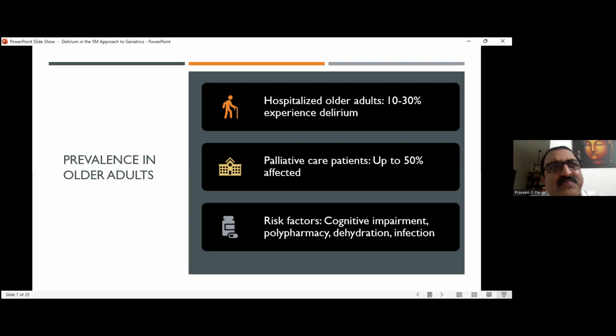So in geriatrics, we have to be very cautious. Dehydration is a major risk factor. In palliative care, at some stages, dehydration need not be corrected also, which is not the point of discussion today, but I'm sure you all understand and are sensitive in those matters.